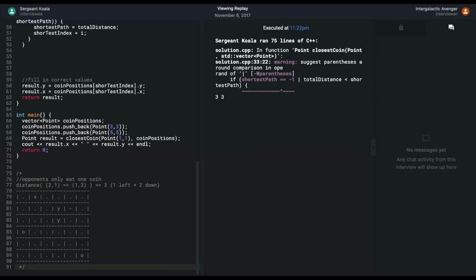Now, obviously, if I wanted to make this really comprehensive, I could try and figure out if, say, let's say this coin, there's a situation where I calculate this guy, and I think he's going to go for this coin that it's closest to, but actually there's another person who's closer.